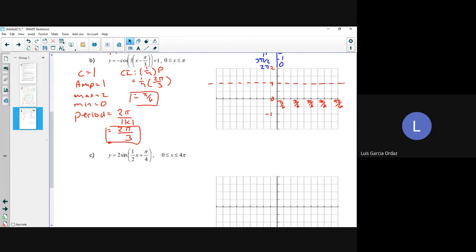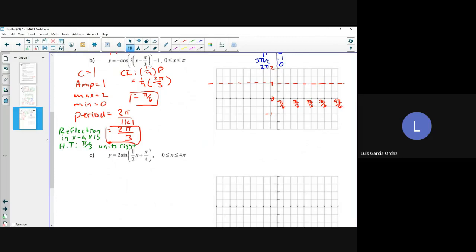Do we have any reflections? Yeah. In which axis? X. So we have a reflection in the x-axis, okay? And do we have a horizontal translation? Yeah. Pi over 3 units to the right. So we have a translation of pi over 3 units to the right.